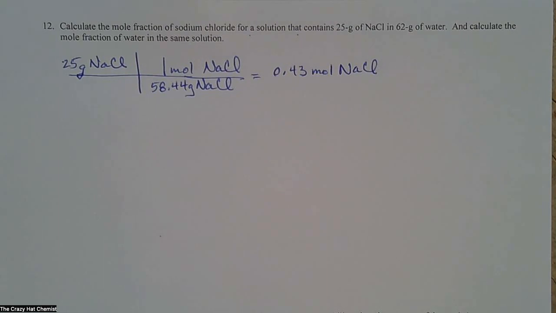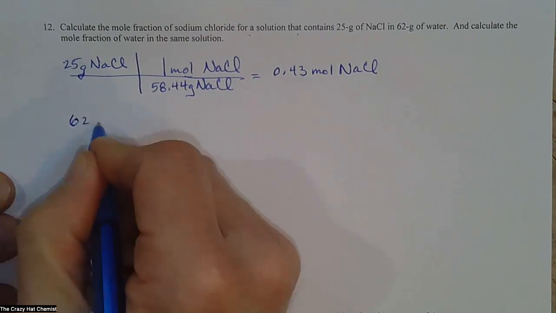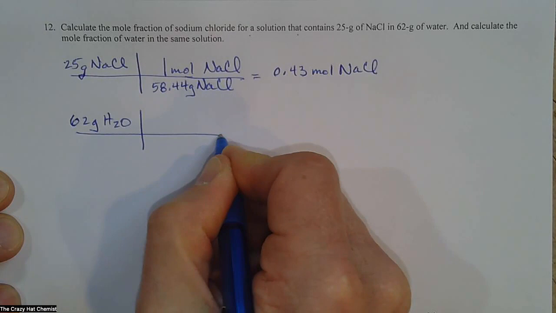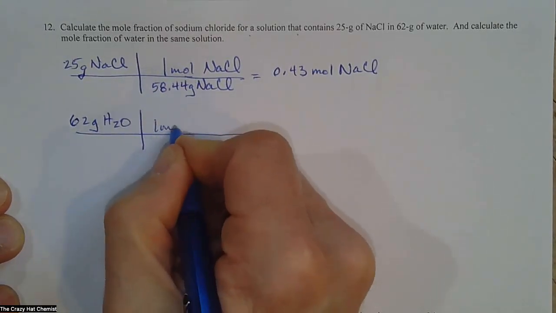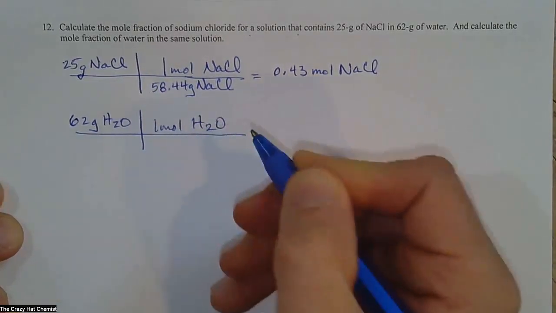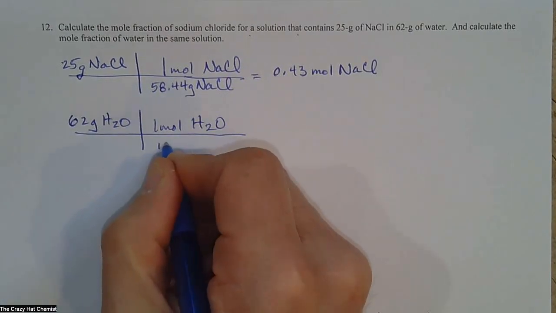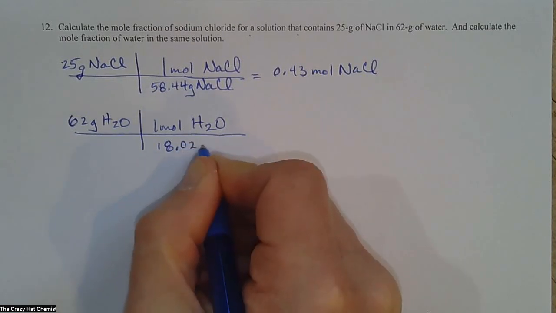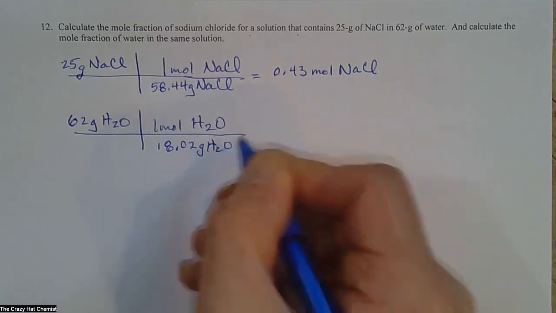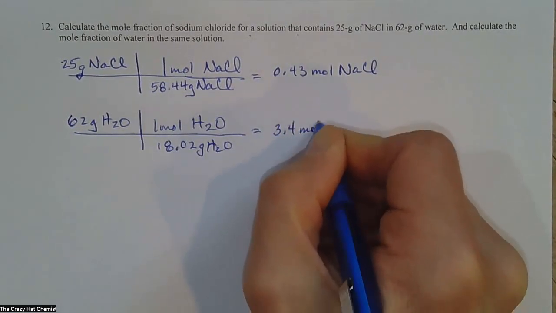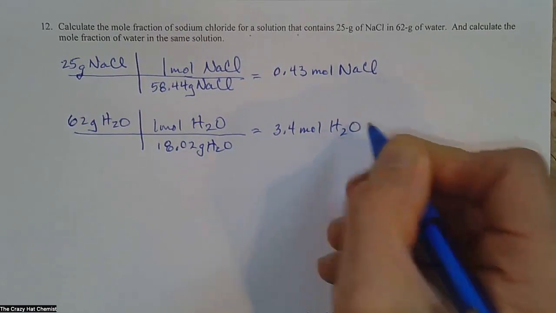All right, now what I need to do is get the moles of the water. So that's 62 grams of H2O. And then I'm going to get the molar mass for water. That's 1.0079 for hydrogen times 2 plus 16.00 for oxygen. I have 2 decimals on that for the oxygen. That's 18.02 grams per mole of H2O, and that will equal 3.4 moles of H2O.